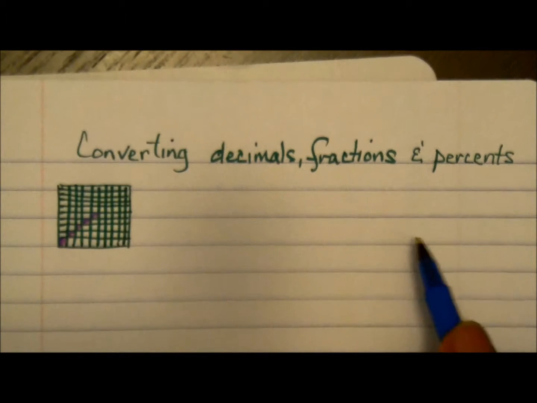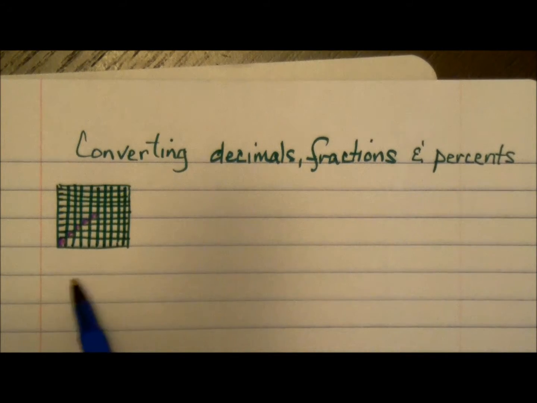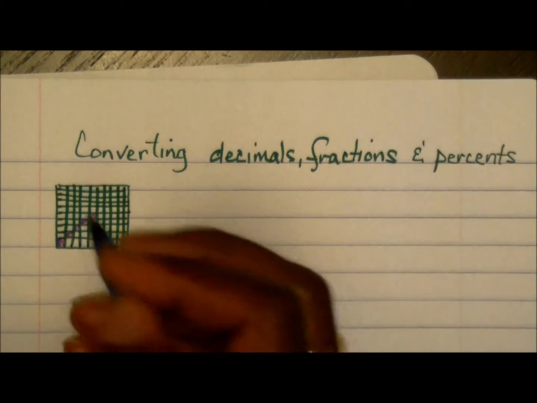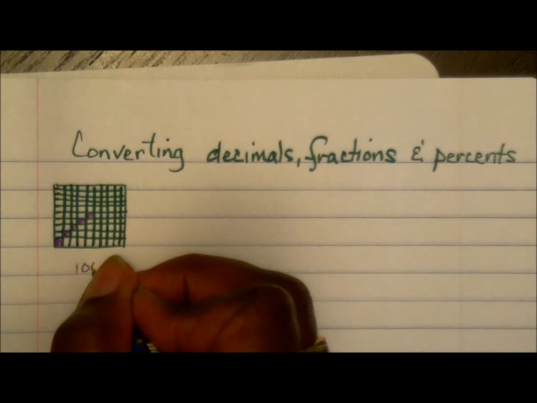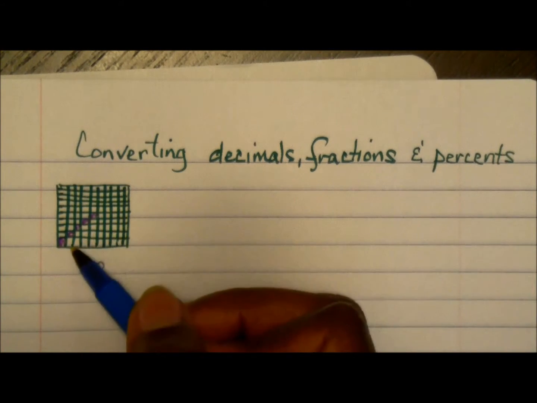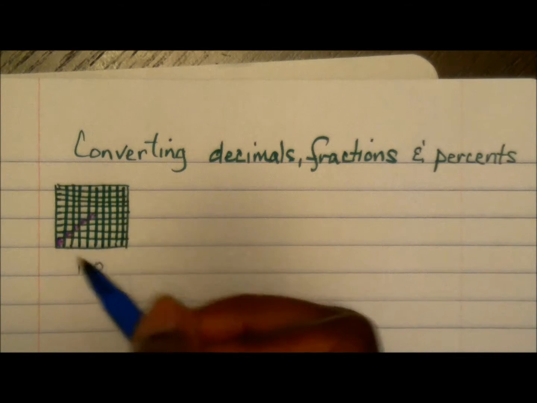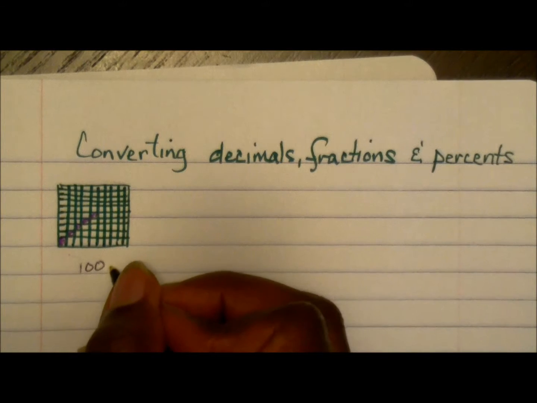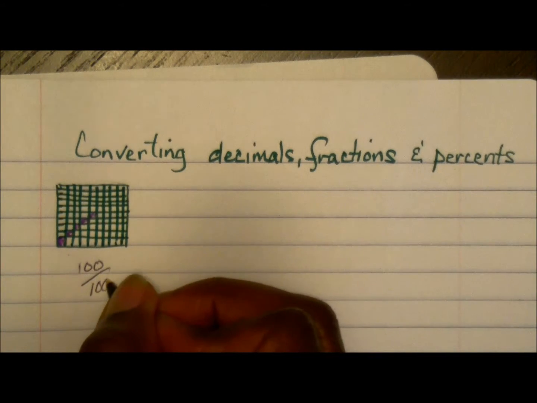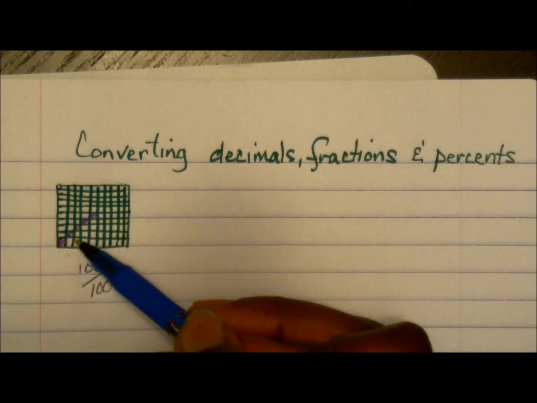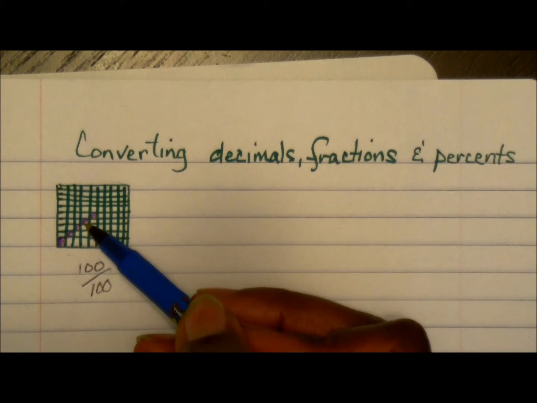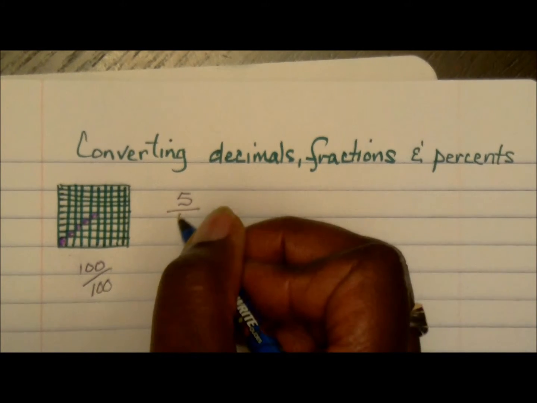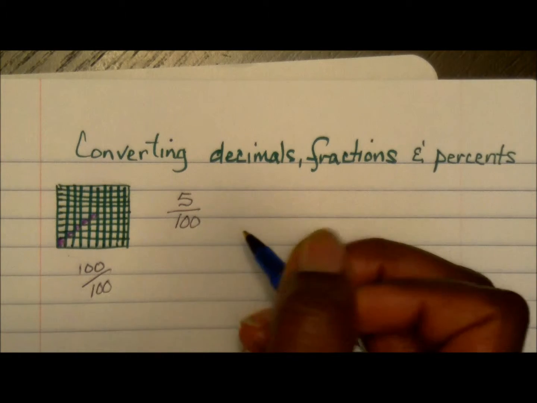Okay, we're going to be converting decimals, fractions, and percents. What I have here is a hundreds grid. There are 100 sections on this grid. If I count and I want to know what part of this grid is shaded, since this entire thing is one whole, or 100 out of 100, what part is shaded? And I'll count 1, 2, 3, 4, 5. So I have 5 out of 100 shaded.